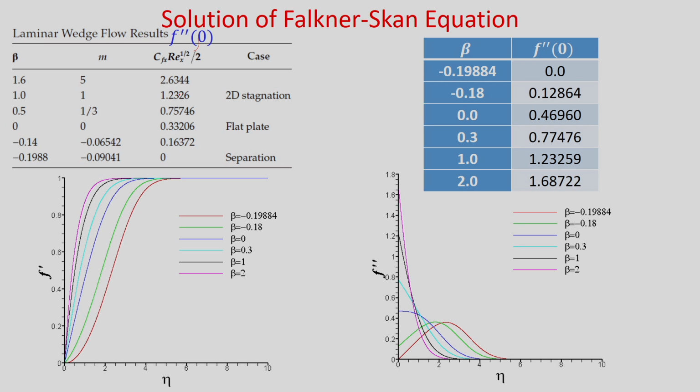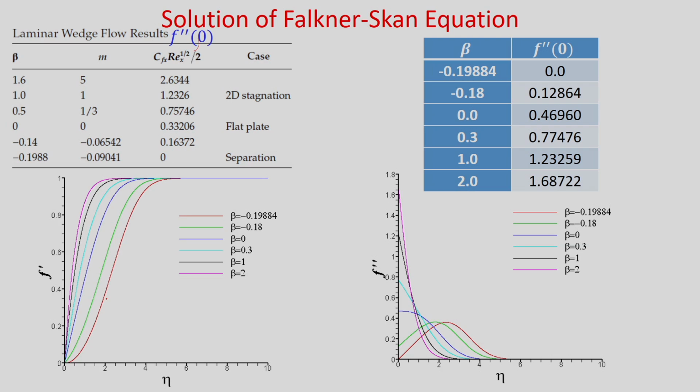and if m is equal to 1, then it is 2D stagnation flow. So, f double prime 0 you will get 1.2326, and you can see f double prime 0 will become 0 for m equal to minus 0.09041 where beta is equal to minus 0.1988. So, this is the point where flow will separate, that means del square u by del y square at the surface is 0. So, flow will just separate at this point.